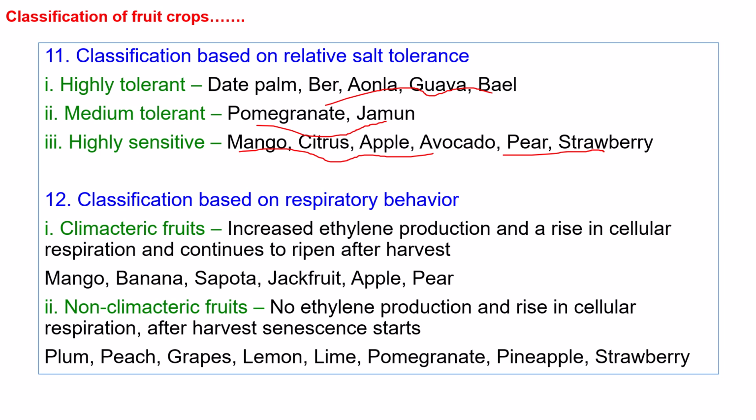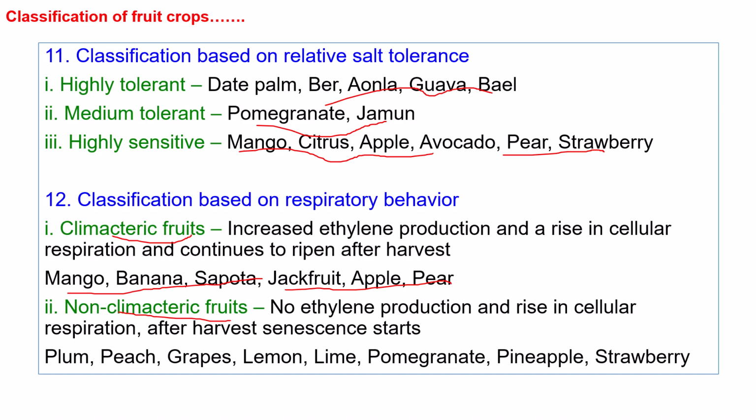amount. The next classification is based on the respiratory behavior. Based on respiratory behavior, fruits are classified into climacteric and non-climacteric fruits. In the case of climacteric fruits, there will be an increased rate of respiration and also increased ethylene production. And these fruits will ripen after we harvest them from the tree. So if we harvest and keep these climacteric fruits, they will ripen. The examples are mango, banana, sapota, jackfruit, apple and pear.